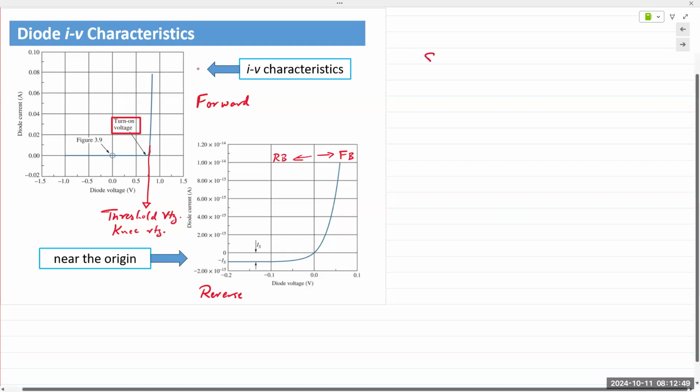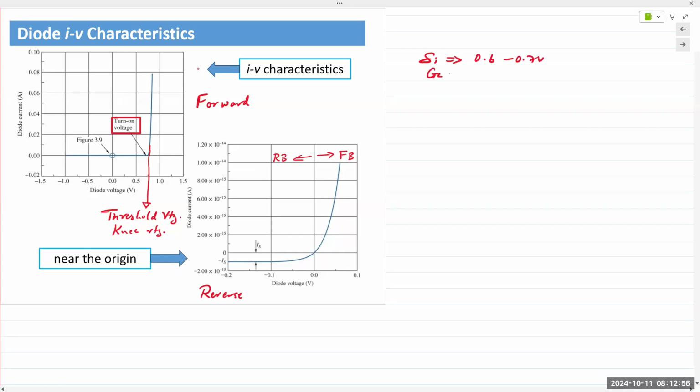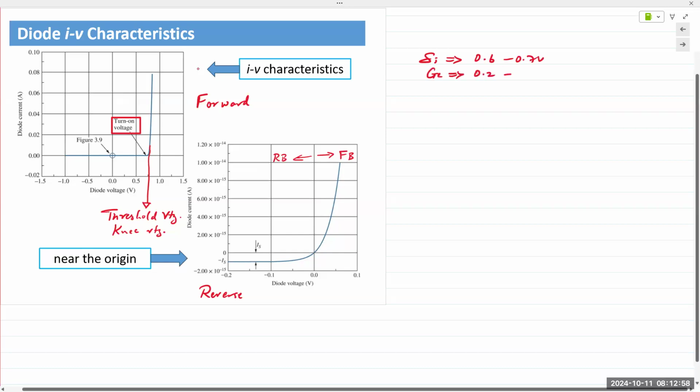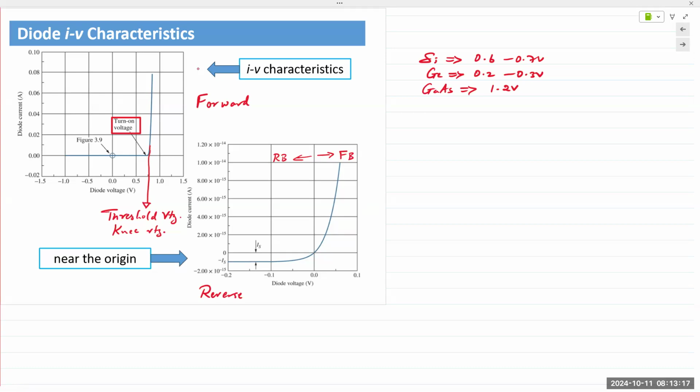For silicon, that turn-on voltage is 0.6 to 0.7 volts. For germanium, it is 0.2 to 0.3 volts. Gallium arsenide, a compound semiconductor, is about 1.2 volts. Okay. So if you have a LED, the LED is not going to turn on unless you're supplying at least 1.2 volts.